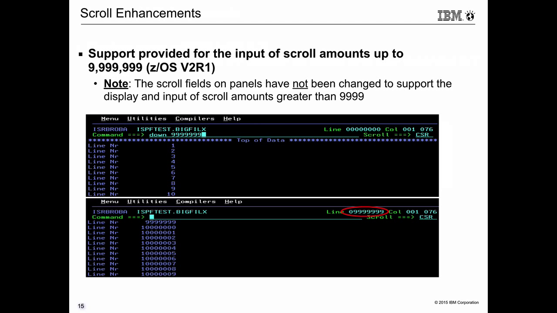We also, in the same release, 2.1, support scroll amounts up to 9,999,999. Again, before this was limited as well. So as you see in the example there, now I can type a very large amount when I do my up or down commands, a large scrolling amount. Note that the scroll field on the right where it says CSR in this case, it sometimes says page or half, that is still limited to 99.99. It's still a 4-character field, so you don't have the larger scroll amounts there.